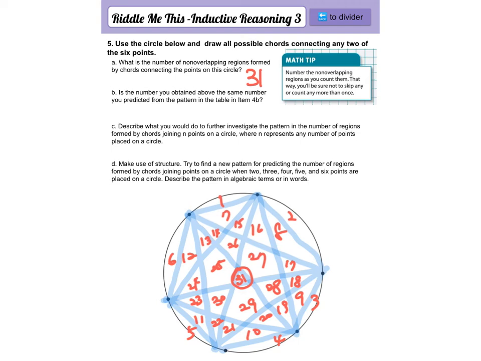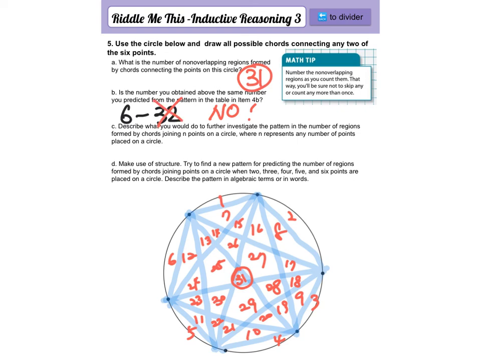Next question, is this number you obtained above the same number you predicted from the pattern in the table in item 4B? So do you remember we made the table, and when we have 6 points, we predicted we should have 32 non-overlapping regions. However, it's not matching what we actually got. We only got 31, not 32, right?